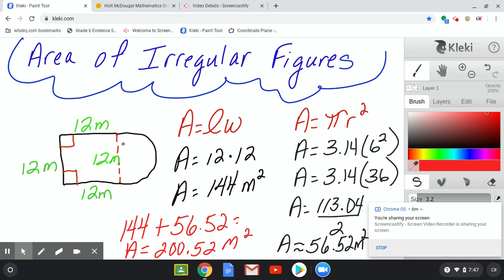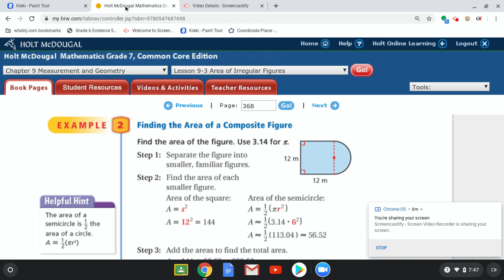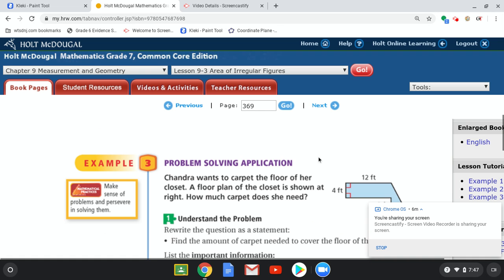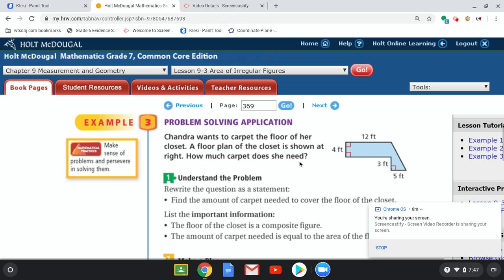All right, so it seems like it's difficult, but it's really not. You're just going to be given a figure. You're going to see how you can divide it into shapes that you know the formulas for the area. For example, if I look at some of the other ones in your textbook, on page 369, this is an irregular figure, a composite figure. But if you were to draw a line here, this would be a rectangle and then this would be a triangle. You know how to find the area of a rectangle and you know how to find the area of a triangle. You just have to then add the two together.